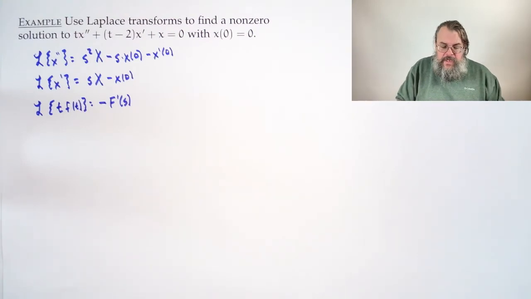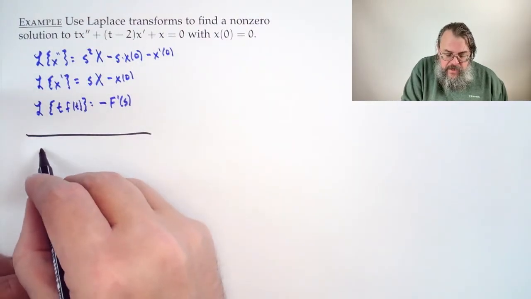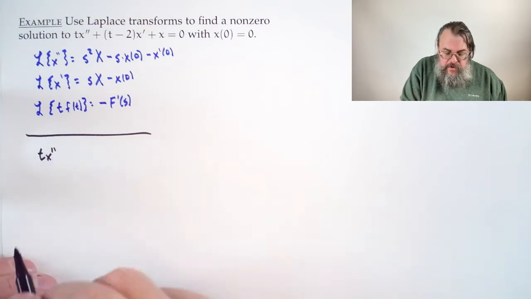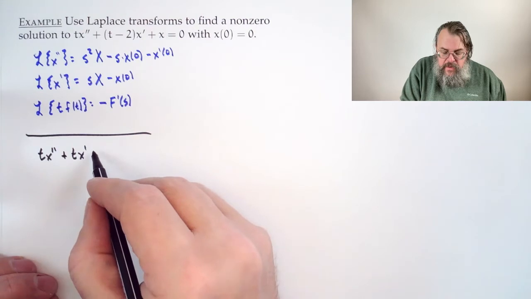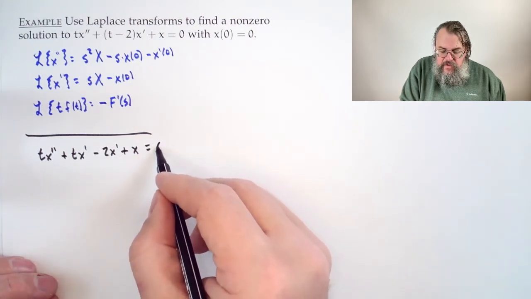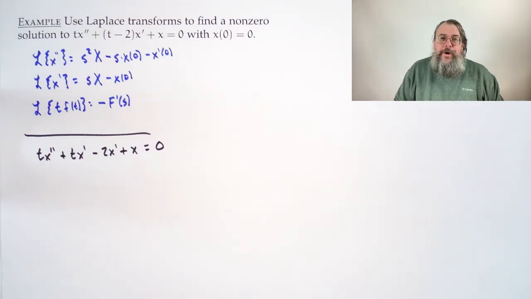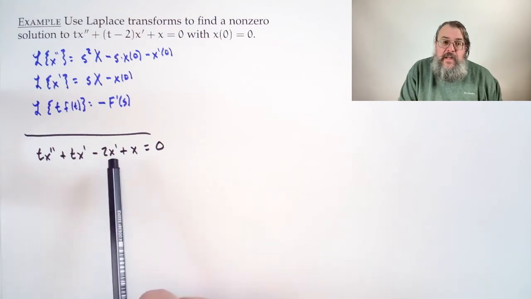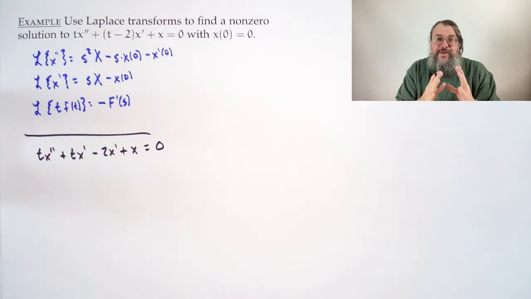All right, so to begin, let's start with this expression. We're going to rewrite it slightly before we take our Laplace transform. So it's t x double prime plus t x prime minus 2 x prime plus x equals 0. Now you might say, you distributed. And then you might say, wait, why? Well, the reason we distributed is we can handle t x prime, no problem. We can handle 2 x prime, no problem. But we don't really have a good way to handle t minus 2 times x prime.